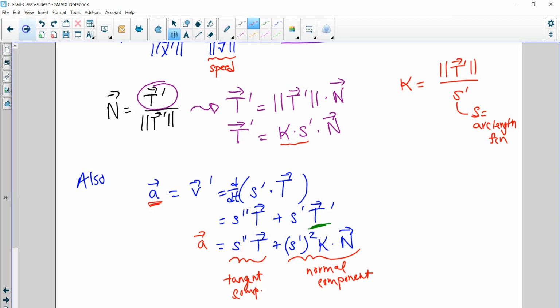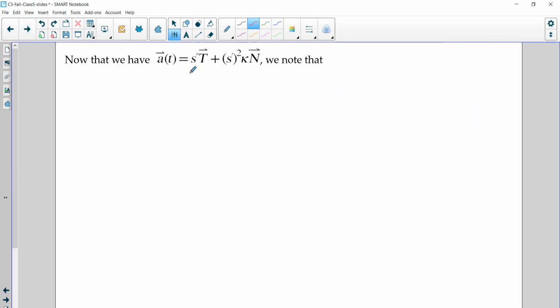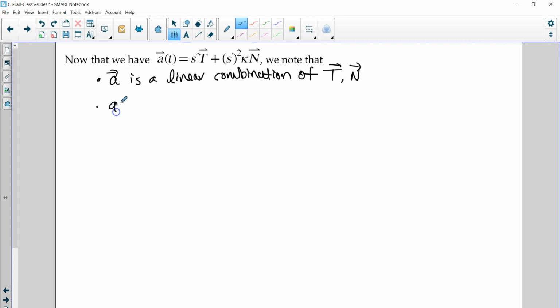Okay, so with that breakdown, there are a couple things that we need to note. First thing is that the vector A, our acceleration vector, is a linear combination of T and N. As a result of it being a combination of T and N, this acceleration vector is in the osculating plane. Okay, because again, T and N create that osculating plane.